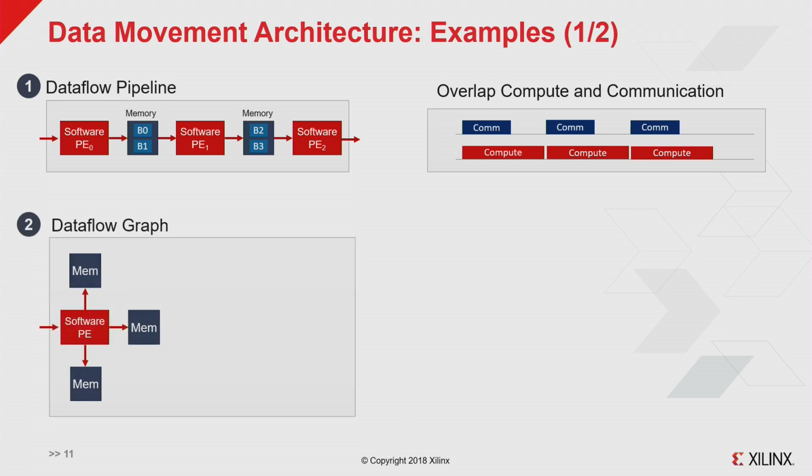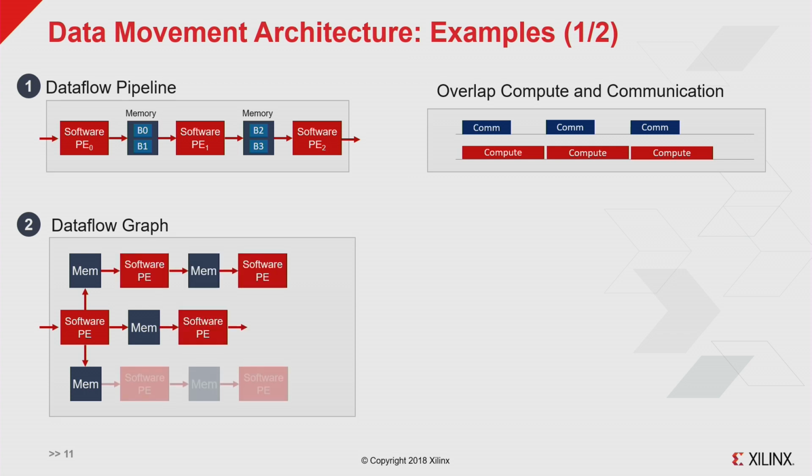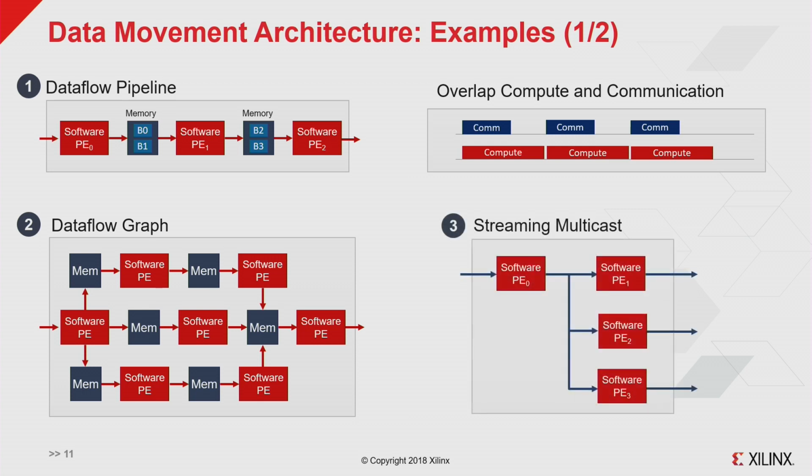Another example would be this data flow graph, where you have one engine. Again, it can talk through the shared memory to its neighbors, and then you can have multiple pipelines working in parallel. In the end, you can combine them and produce one output. So basically, you can build data flow graphs out of this architecture. And the third example is what we call streaming multicast.